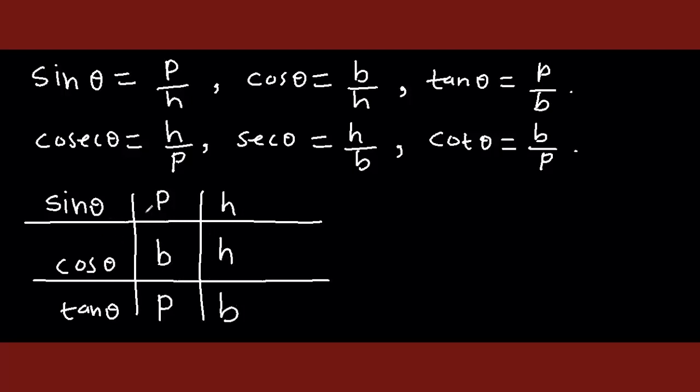Okay, now again I'll tell you that sin theta is given by P by H, cos theta is B by H, and tan theta is P by B. So we can remember this very easily in Hindi. Pandit Badri Prasad, Pandit for perpendicular, Badri for base, and again Prasad for P, Hari for hypotenuse, and Bol for base. So sin theta is given by P by H, cos theta is given by B by H, and tan theta is given by P by B.